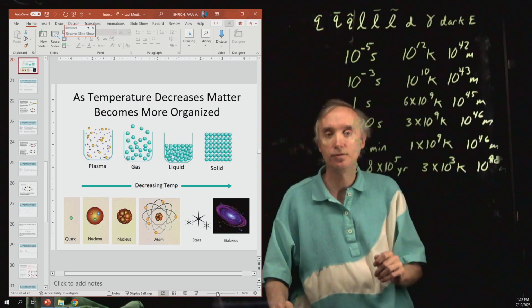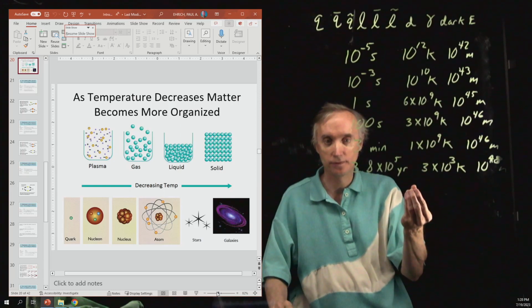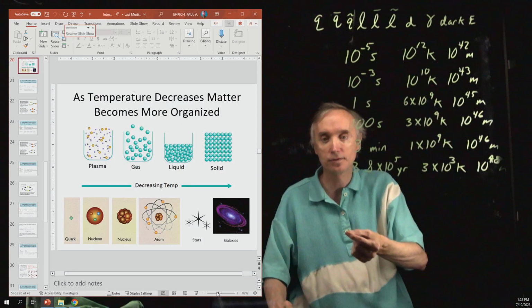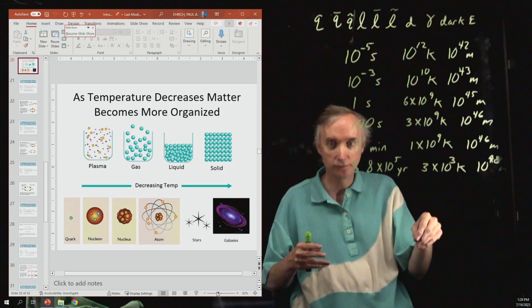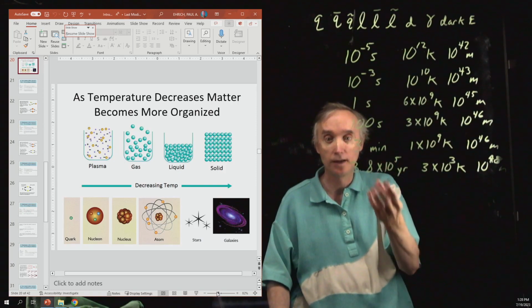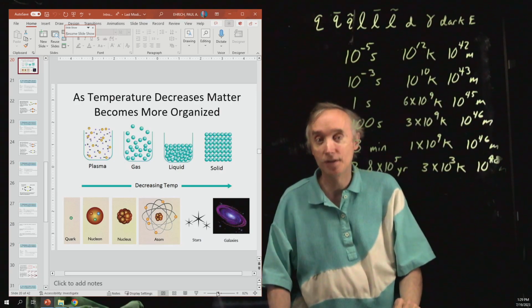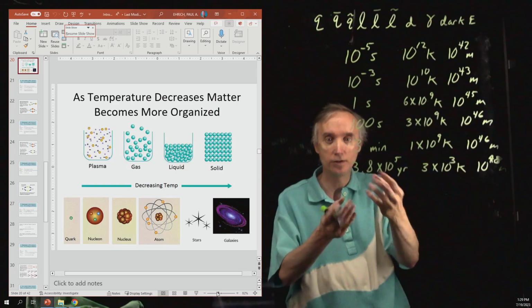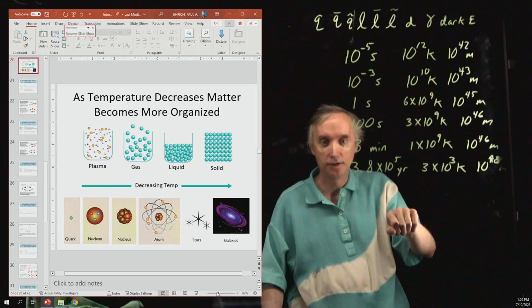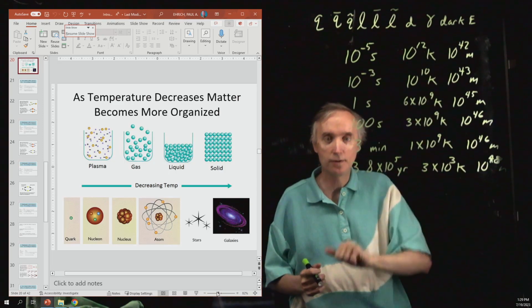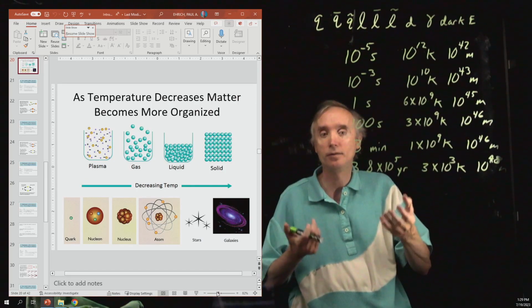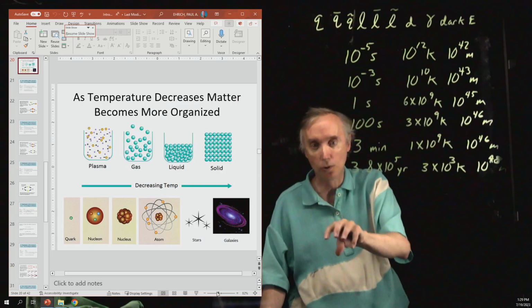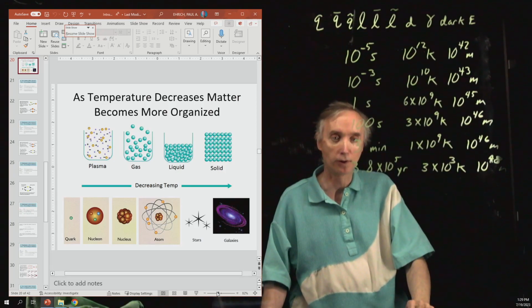Another way of looking at this is to think about, what if you take a piece of ice and you heat it? It turns into a liquid. If you heat a liquid, it turns into a gas. And if you heat a gas, it turns into a plasma, meaning the electrons come off. And you have these charged nuclei, and that's what a plasma is. So now let's reverse that. If you take a plasma and you decrease the temperature, the electrons attach, and now you've got a gas. If you decrease the temperature, the gas comes together to make a liquid. If you decrease the temperature, the liquid comes together to make a solid. It's becoming more organized. So going from plasma to solid, matter becomes more organized. Going from a quark to galaxies, matter is becoming more organized.